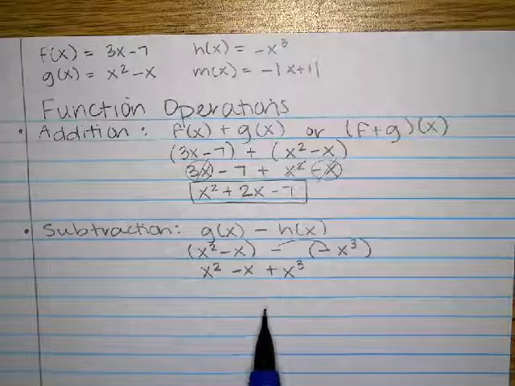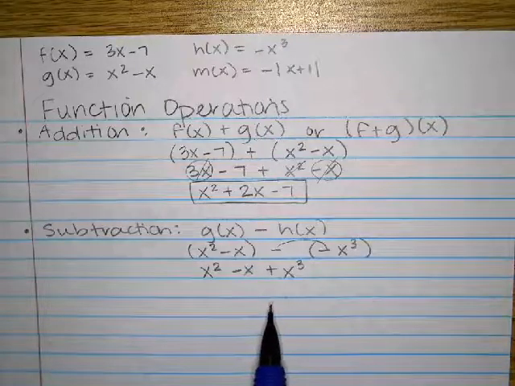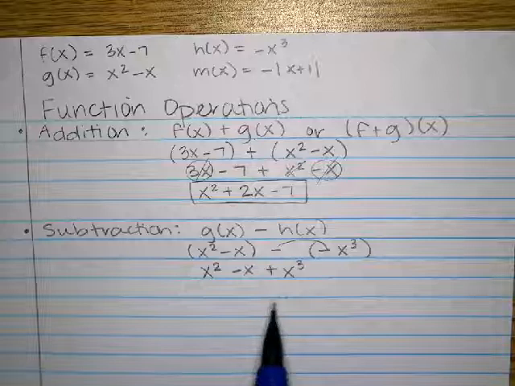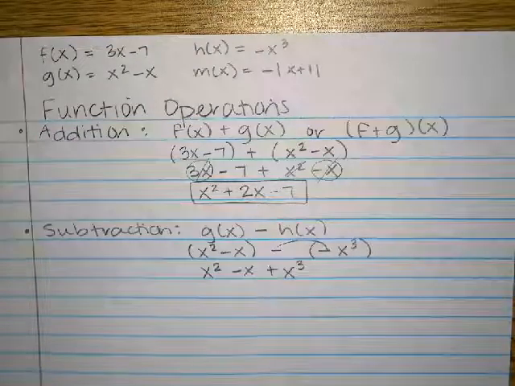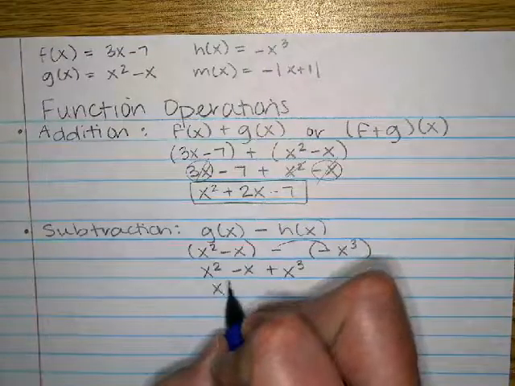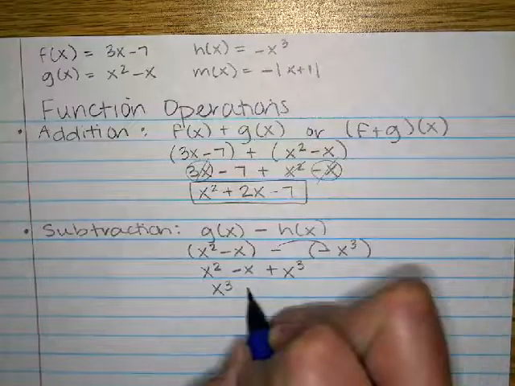Does that make sense? So let's do it in the correct order. What goes first? X to the third, and then what comes next? X squared, and then what comes last? Minus x, good. Okay, so that one's done.